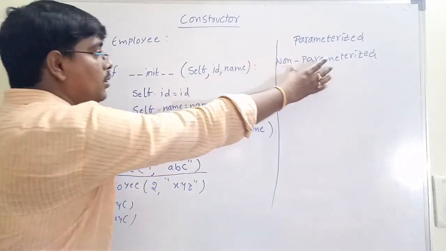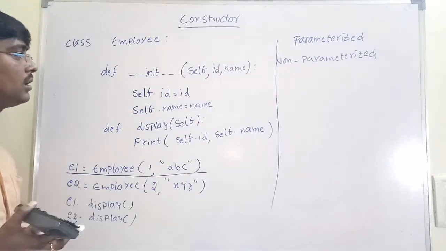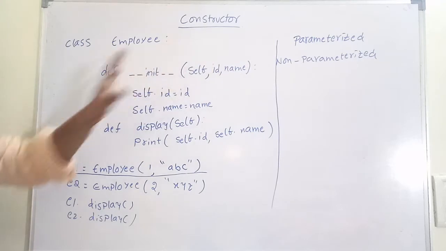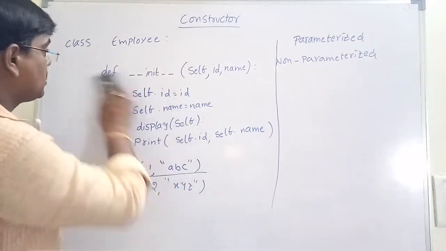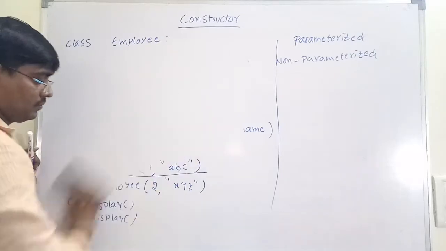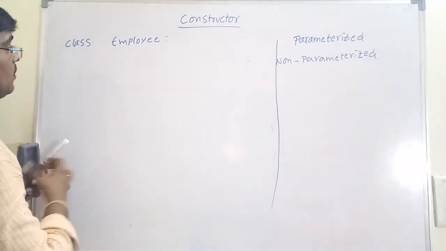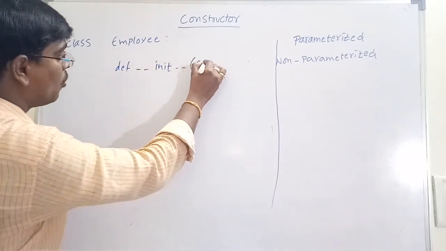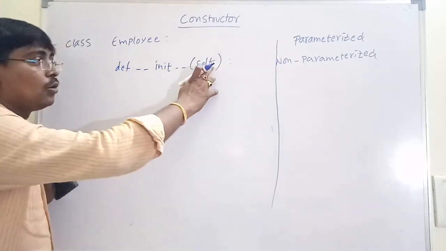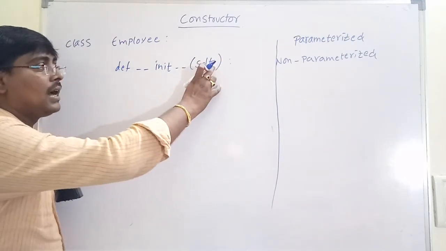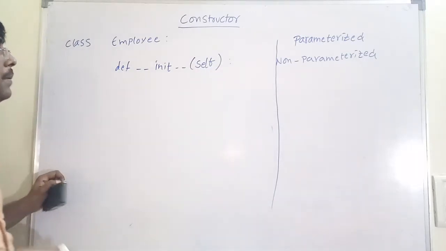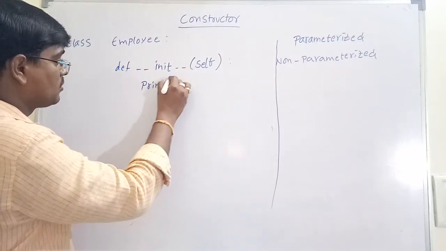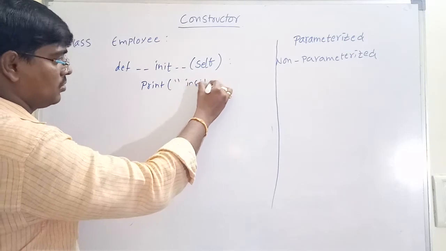Suppose you want to implement a non-parameterized constructor. This example is invalid. So what happens? Suppose I define an example of a non-parameterized constructor. That means def init of only the keyword self. No parameter other than self, which is the compulsory keyword. Other than self there is no parameter for a non-parameterized constructor. I am displaying some message, print inside.